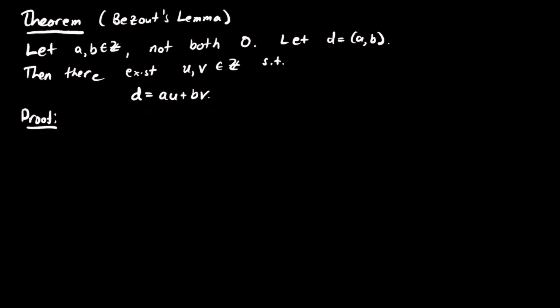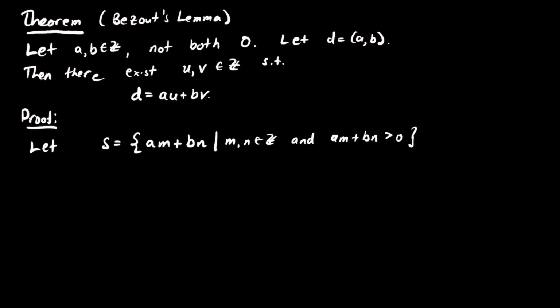And the proof is going to use the well-ordering principle. So I'm going to set up a set. I'm going to say let S be all the numbers that can be written as integer linear combinations of A and B. And the ones that I'm interested in particular are the ones that are positive. So AM plus BN is positive. So I've set up a set that's a subset of the naturals. And I'd like to use the well-ordering principle here.